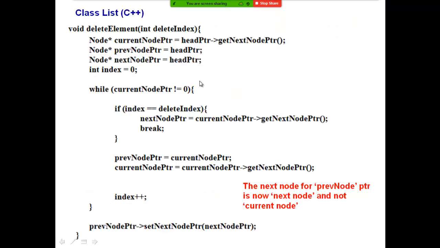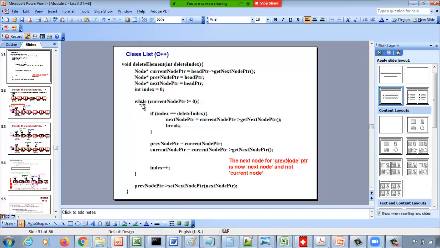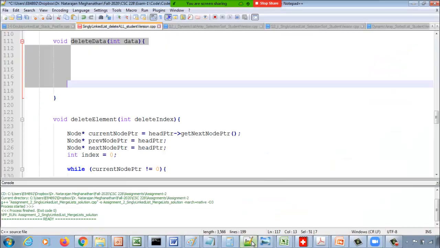Current node pointer is not null, so get inside and check if you have reached the node at a specific index that you want to delete. So index is 0, delete index is 2. Now if you want to modify this code for deleting a specific data, instead of checking the index, you could check like what? You could check if, let me do it here.